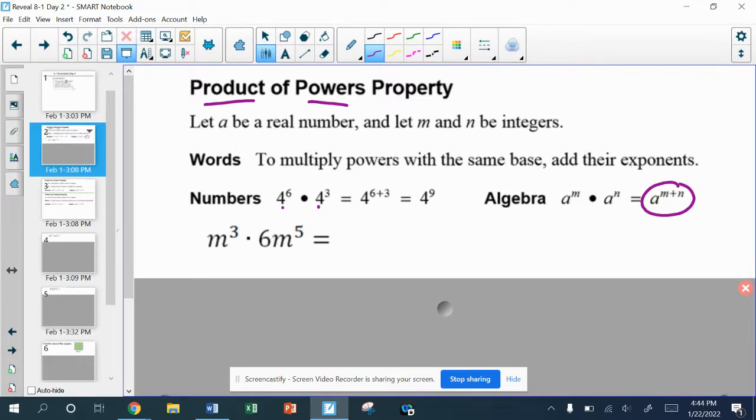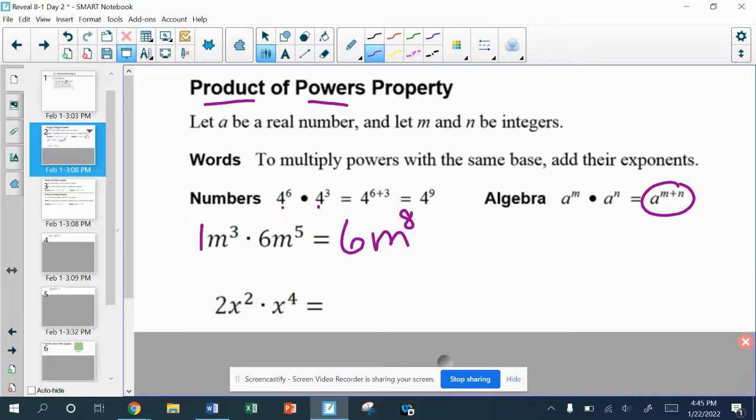Remember, if there's no number in front of a variable, you know that there's really a 1 there as a coefficient. So if I would multiply the 1 times the 6, I would get a 6. And for my m's, I have m to the 3rd and m to the 5th. When I have those, again, we add those exponents, so that'll be m to the 8th.